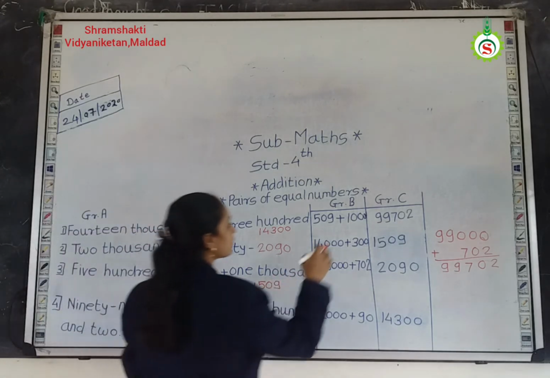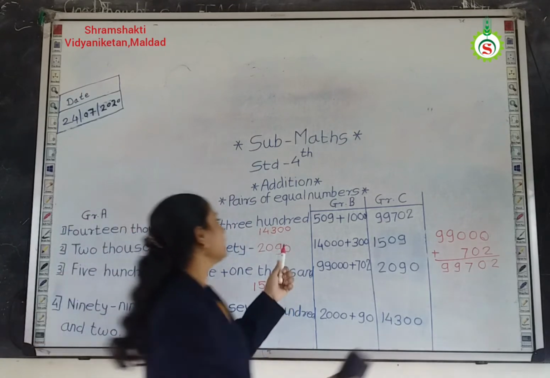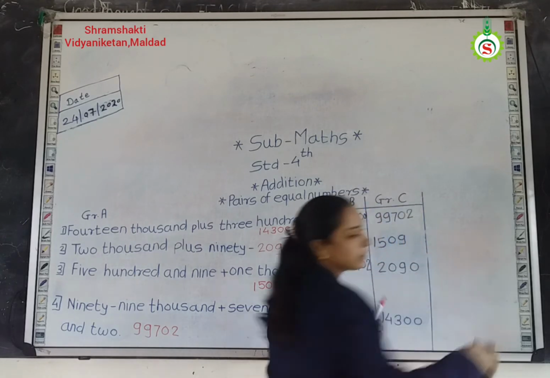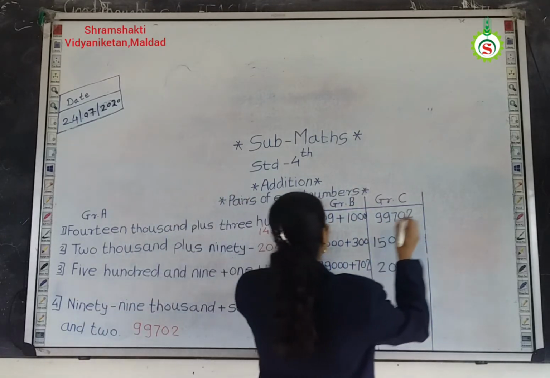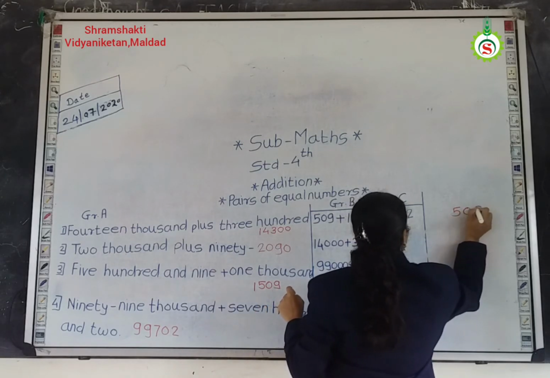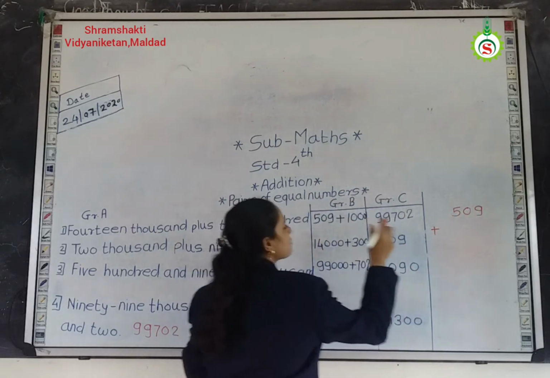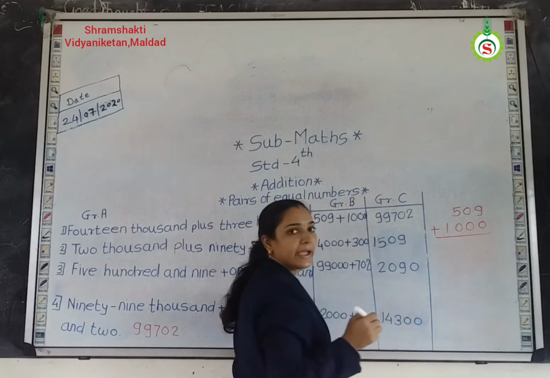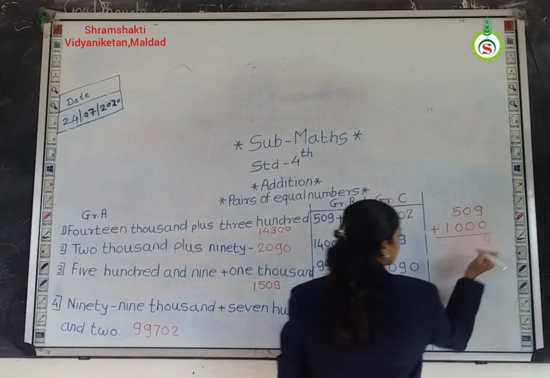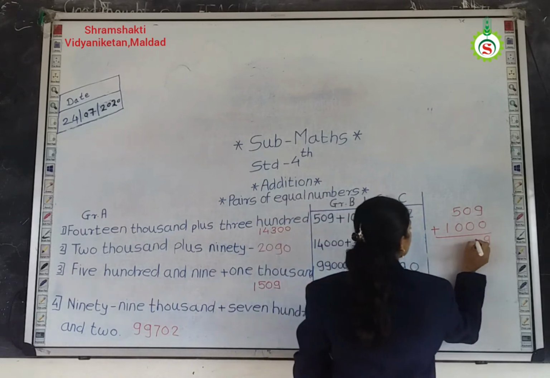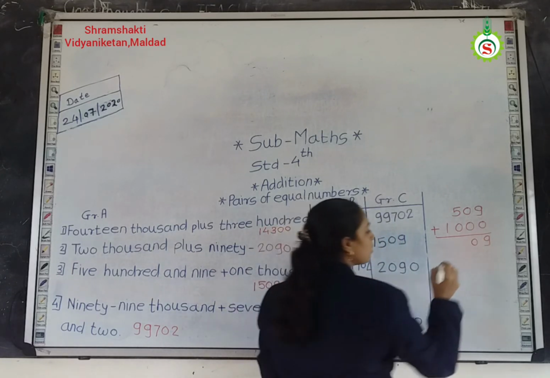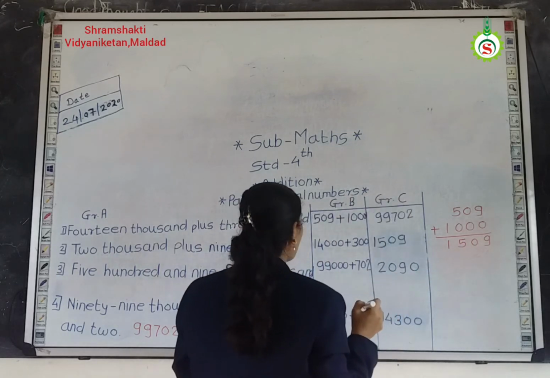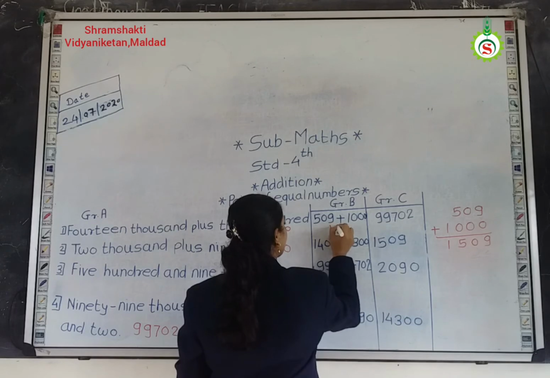Now see group B. In this group, we have to do some additions again. Now first, look. 509 plus 1000. 9 plus 0, 9. 0 plus 0, 0. 5 plus 0, 5. And 1 as it is. Means 1509.